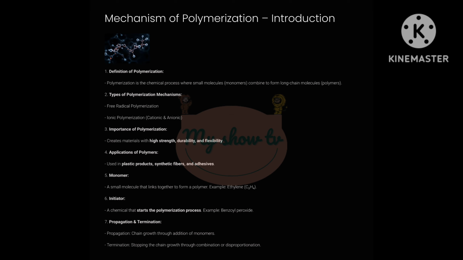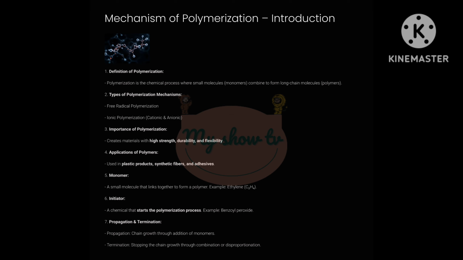5. Monomer. A monomer is a single molecule unit that can join with other similar molecules to form a polymer. Example, styrene, C8H8, is a monomer that polymerizes to form polystyrene. 6. Initiator. An initiator is a substance that starts the polymerization process by producing free radicals or ions. Example, benzoyl peroxide decomposes to generate free radicals, initiating free radical polymerization.